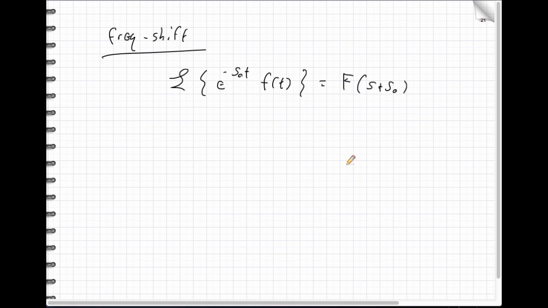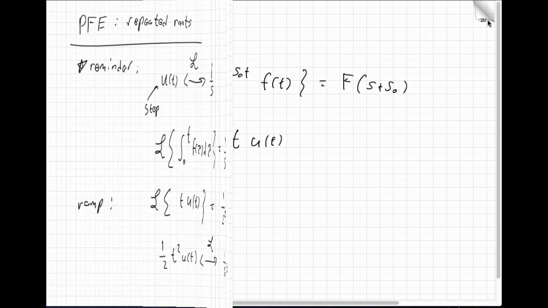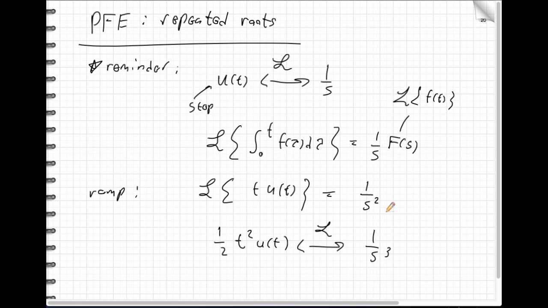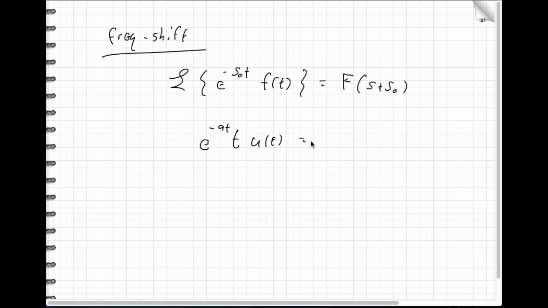Okay, so one example would be t times e to the minus a t times u of t. So s naught is a, and t u of t is your function. We know what F of s is for that: the Laplace transform of t u of t is 1 over s squared. Then we substitute s plus s naught, or s plus a. So I can plug it in, and you have 1 over s plus a squared. Okay, so now you have another Laplace transform pair that we can put together. All right.